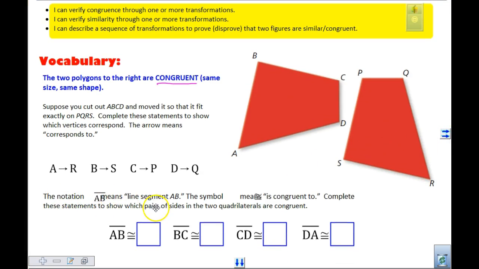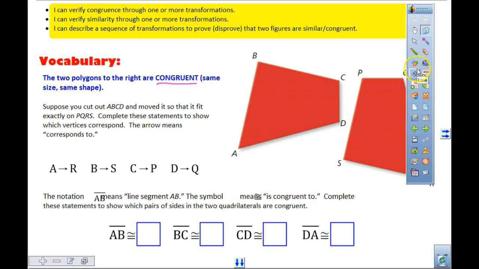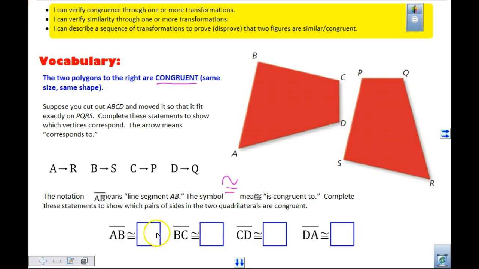Now what's nice about that is that you are asked to look at this notation with that line segment, which means line segment AB. The symbol, and mine kind of gets changed sometimes when I open these on my computer, this symbol that you have means congruent to. So we are asked, segment AB is going to be congruent to what segment? AB should be to RS or SR.